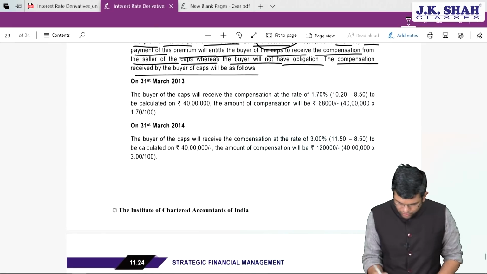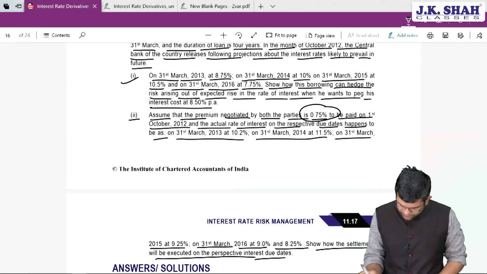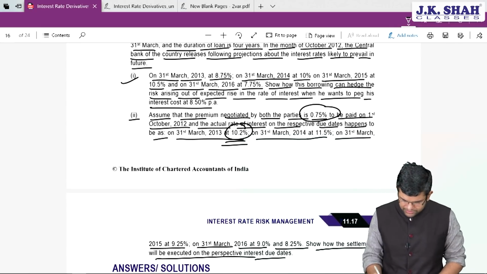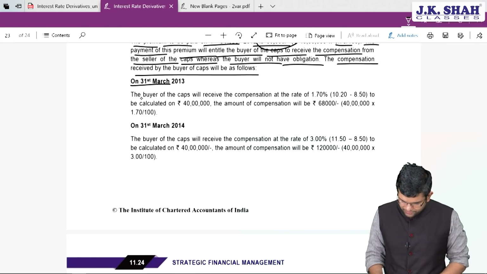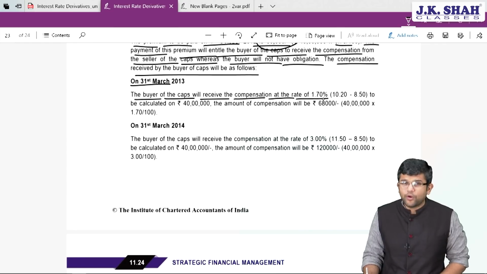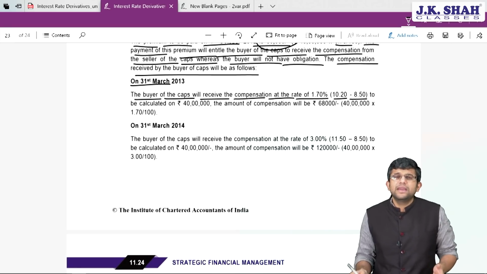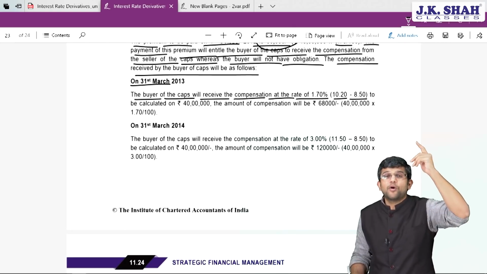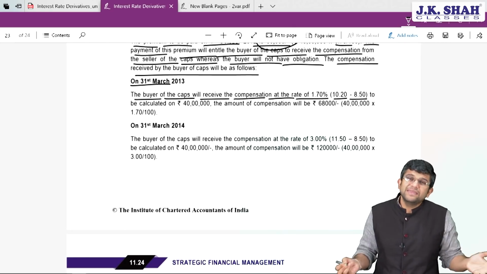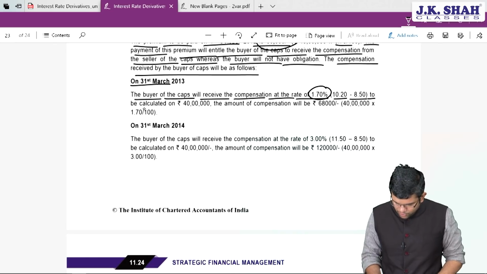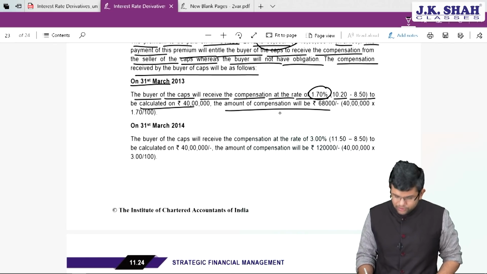So let's see. On 31st of March 2013, the spot interest rate is 10.2%. Do you realize that on 31st March 2013, the buyer of the cap will receive the compensation at the rate of 1.70%, that is 10.2 minus 8.5? Everybody following? If he has a right to borrow at 8.5 and the spot rate has gone to 10.2, he is in the money now and will be receiving 10.2 minus 8.5, that is 1.70%, to be calculated on 40 lakh, which comes to 68,000 compensation to be received.